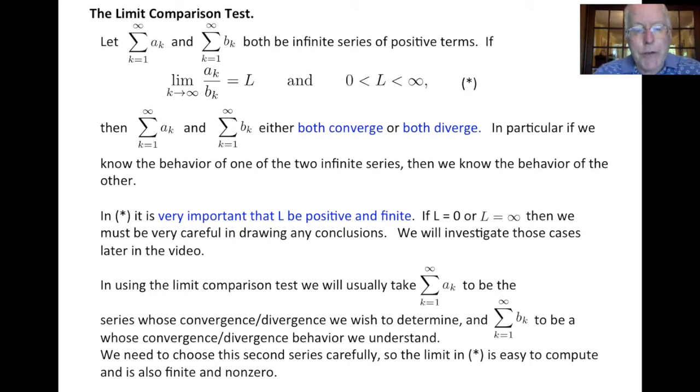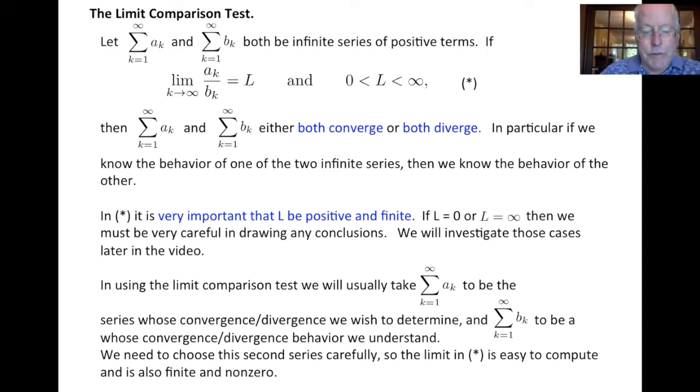So when we use the comparison test in this discussion, we're usually going to take a_k, summation a_k, to be a series whose convergence or divergence we wish to determine, and summation b_k to be a series whose convergence or divergence behavior we know. Okay. So the way that this comparison test works, you get a series summation a_k, you're asked does it converge or diverge, and then you have to decide on a series b_k to compare it to, and again, we'll take a look at some techniques for deciding what that comparison series should be.